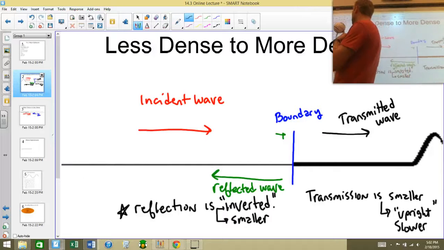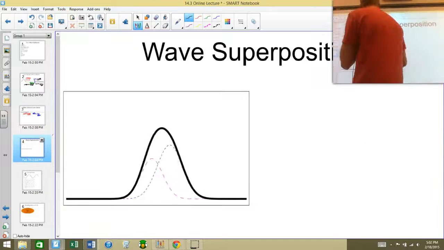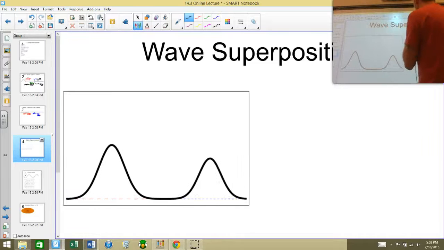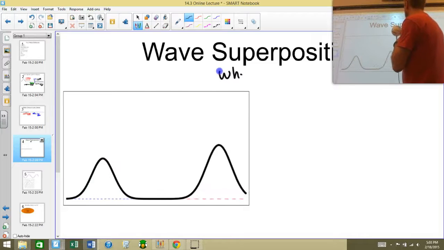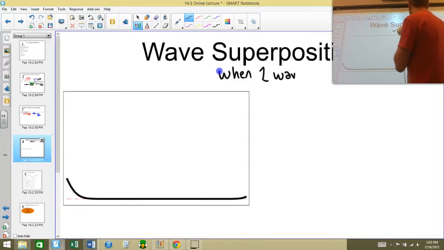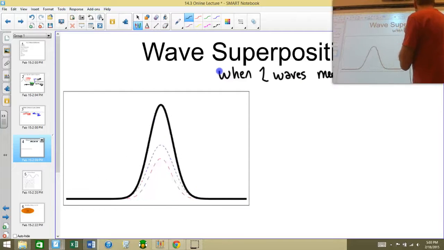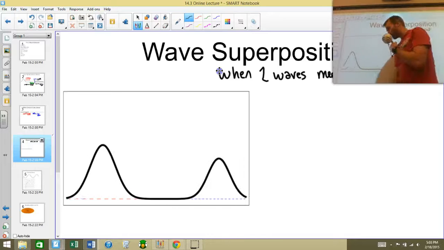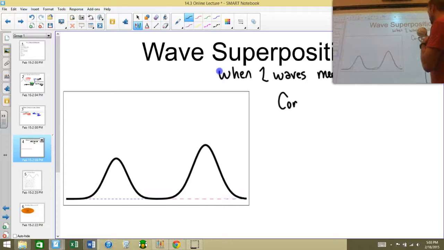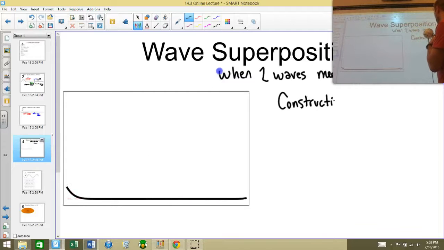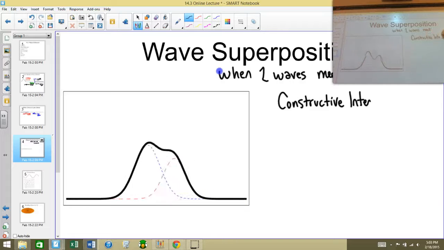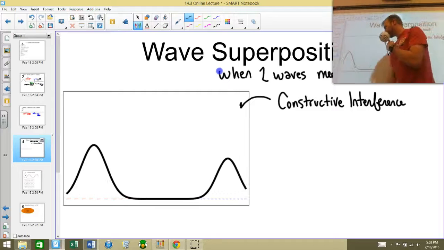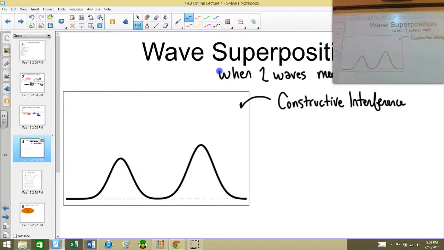Next, we're going to talk about wave superposition. When two waves meet, we call this wave superposition. Now, two waves can come together to make a larger wave, and we call that constructive interference. That's actually what this is. You've got two waves coming together to make one larger wave as they overlap, constructive interference.